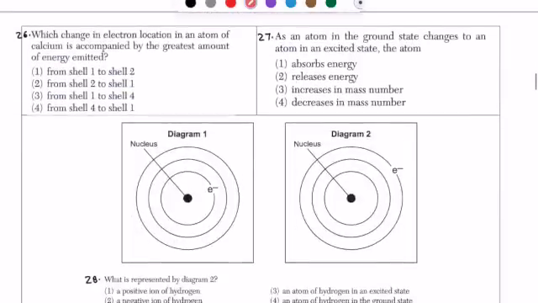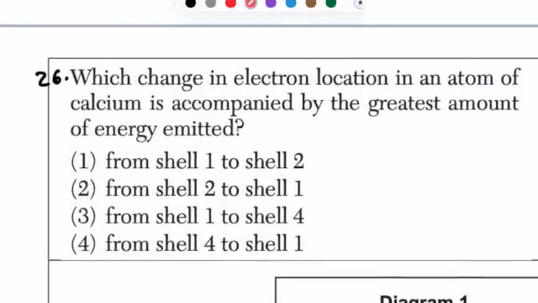Then we have a few more questions. Which change in electron location in an atom of calcium is accompanied by the greatest amount of energy emitted? So when we are going from shell 1 to shell 2, because we are going from low energy to high energy in this case, the energy is actually going to be absorbed instead of being emitted. So this is not your answer. When we go from shell 2 to shell 1, now energy is going to be emitted. So this could be a possible option.